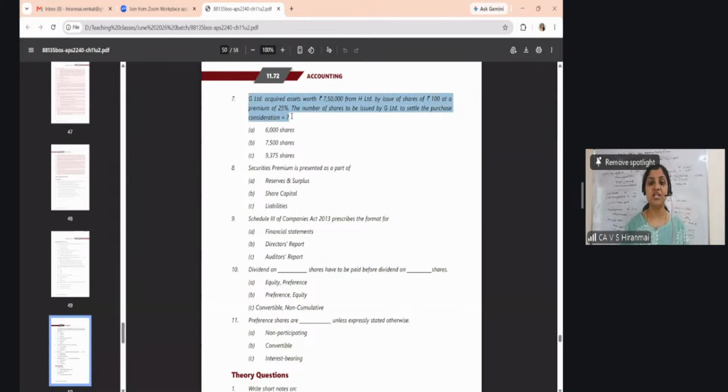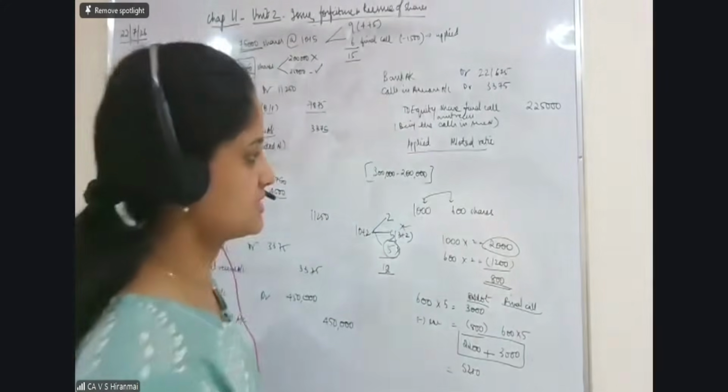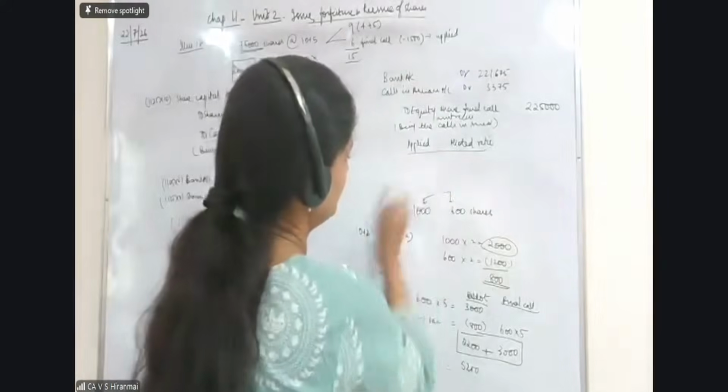All of you please see here. G Limited acquired assets worth 7,50,000 from H by the issue of shares at 100 rupees at a premium of 25%. The number of shares to be issued by G Limited to settle here. In the example of illustration 18, they simply gave the total value of the land and building, 4 lakhs. But if the value is not given directly, how will you find the number of shares? Very simple. It is always the value of the asset divided by the issue price.